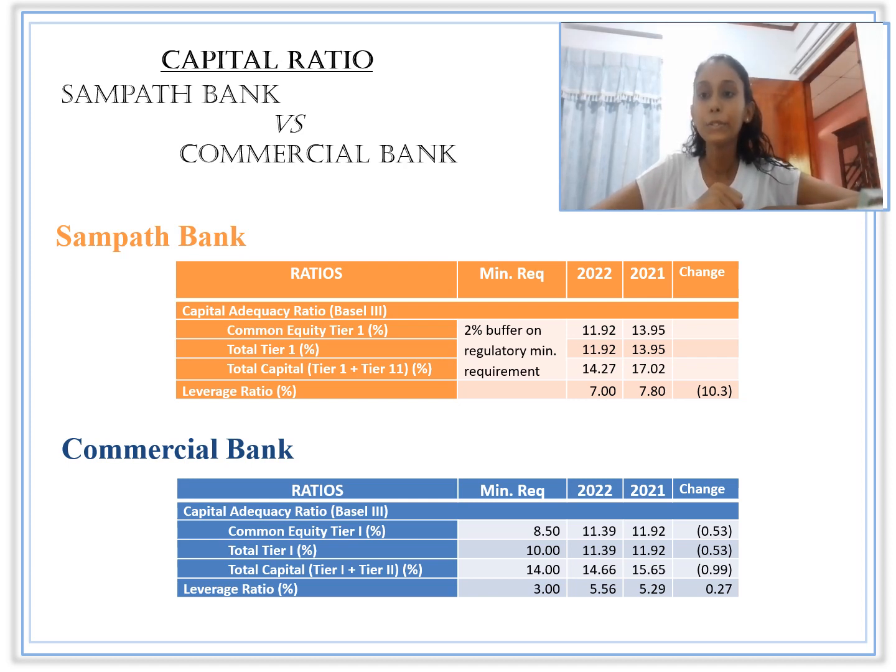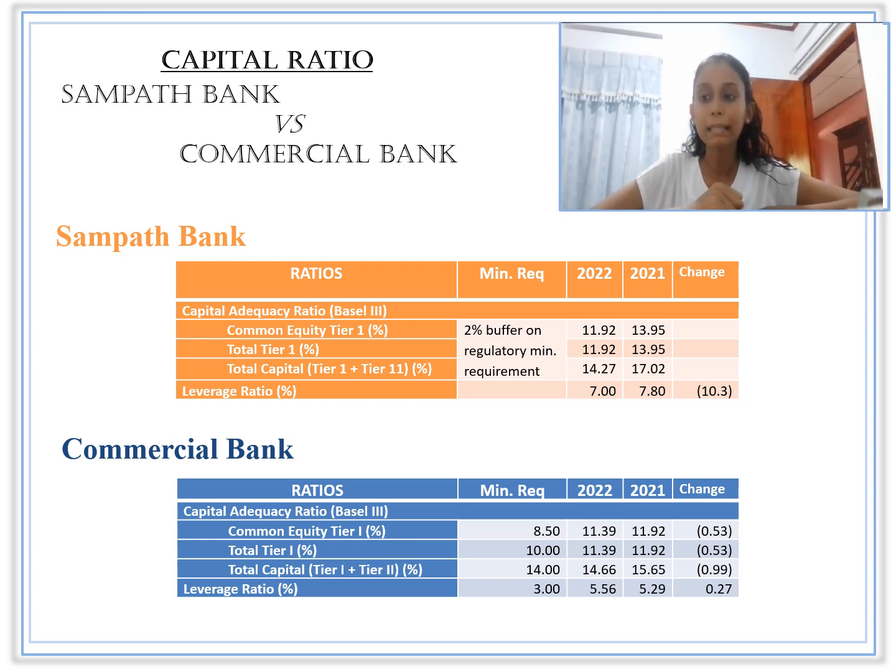Then for 2022 common equity Tier 1, Sampath Bank is 11.92 and Commercial Bank 11.39. Sampath Bank has a stronger capital base to absorb potential losses. For 2022 total Tier 1 capital, Sampath Bank has 11.92 and Commercial Bank 11.39. Sampath Bank has a higher proportion of high quality capital in its overall capital structure.